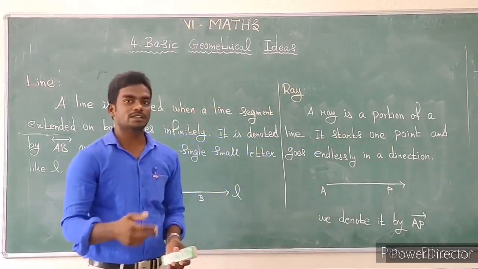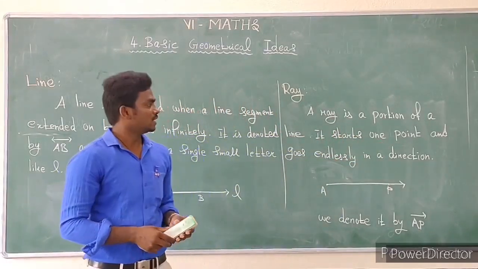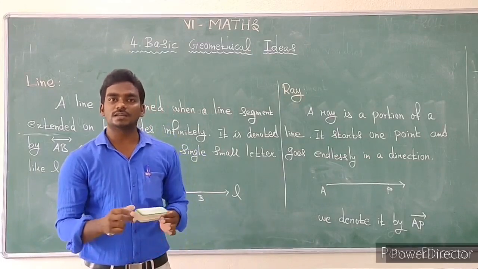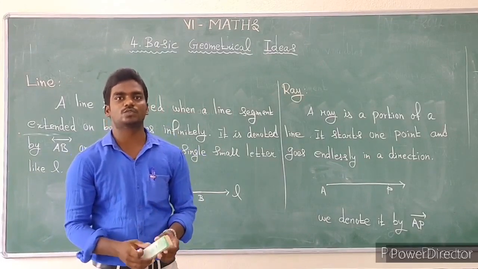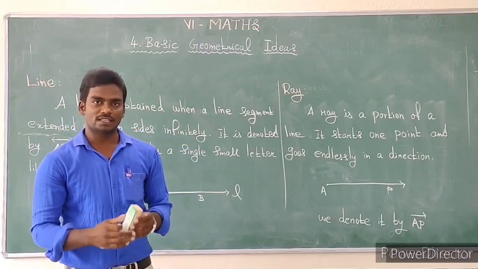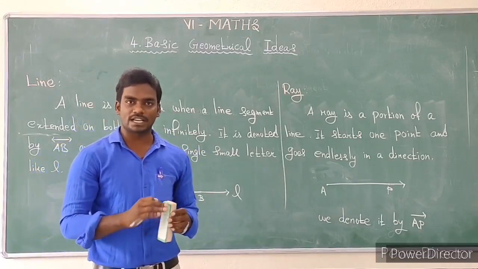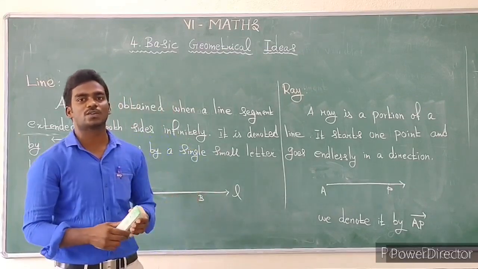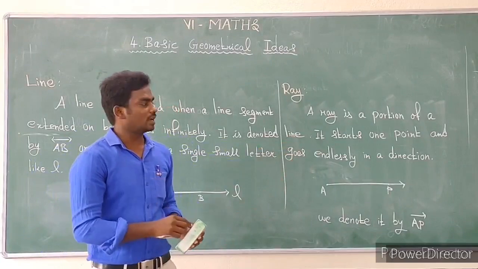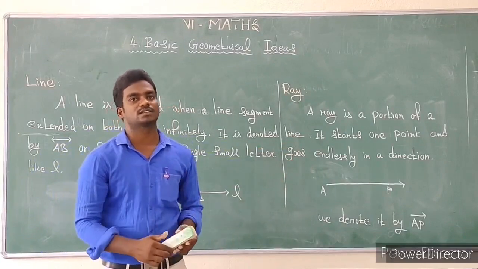So let us remember what a point and a line are. A point determines a location. A line segment is the shortest distance between two points. When that line segment is extended on both sides infinitely, it is called a line. And a ray is a portion of a line which starts at one point and goes endlessly in one direction, right?